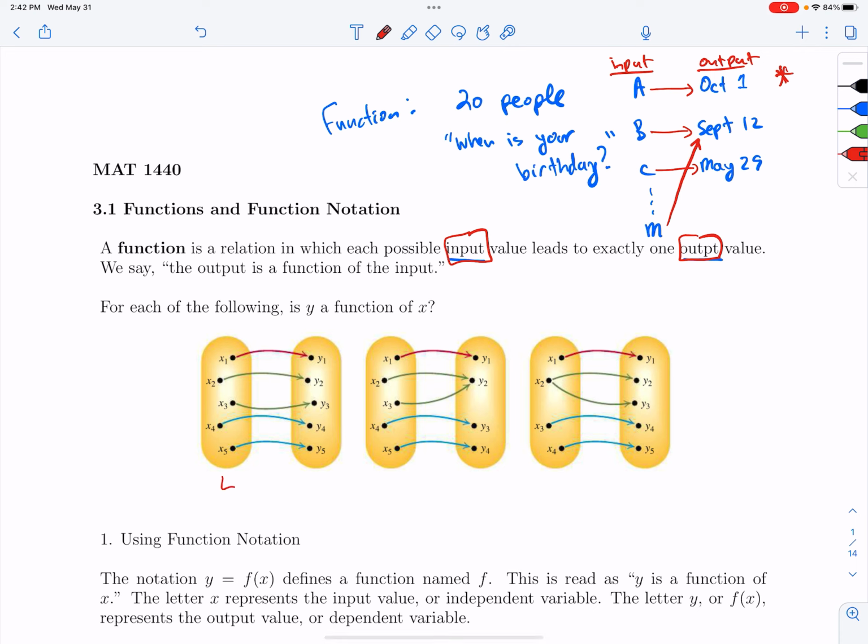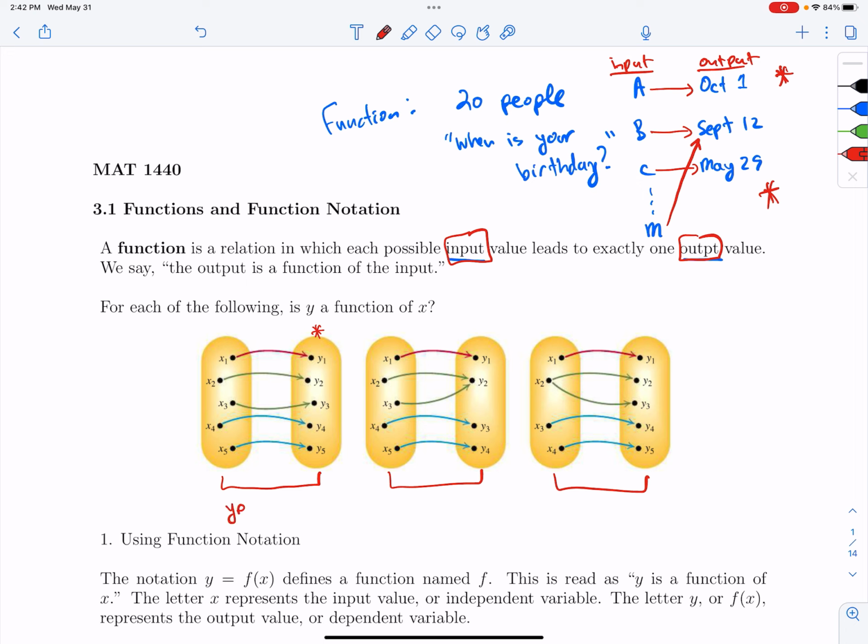So let's look at these three tables or images here to see which ones of these are functions. So the first one, on the left column, I have all of these x values, and each x value points to one y value. And again, if we look at all the y values, there's not multiple x's that are pointing to the same y value. This is different than what we saw up here with the birthdays, where we had a single birthday that was shared by two different people.